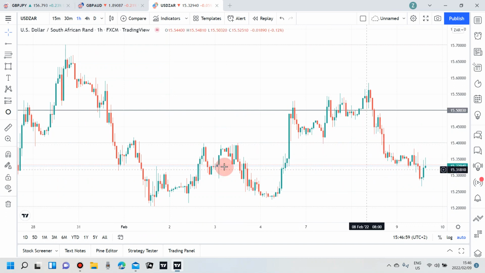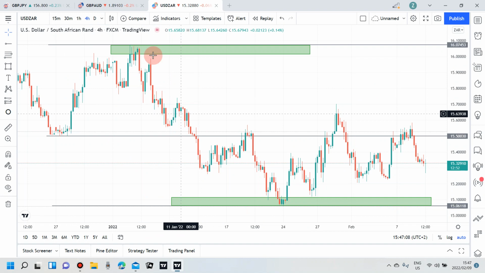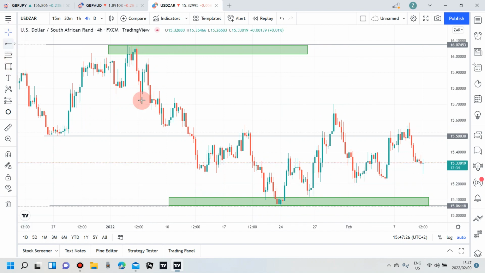So on the 1 hour time frame, on the 4 hour time frame, you would set your highest high or your highest resistance, or your lowest low or lowest support, and then you would identify your previous support and resistance, your previous key level.